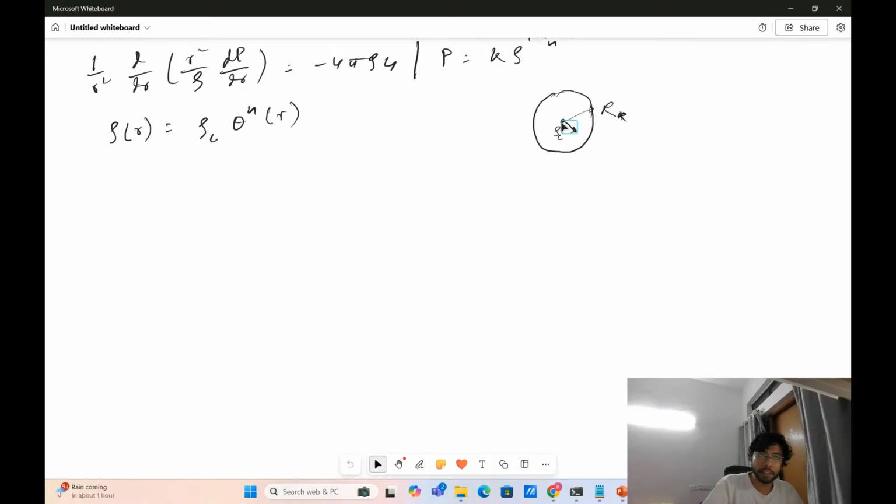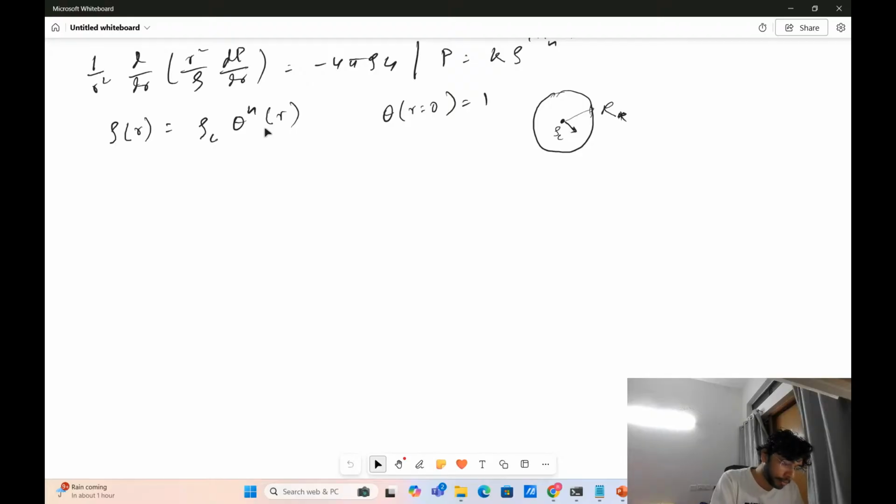For the density at the center to be equal to rho c, theta at r equals 0, since the center is at r equals 0, should be equal to 1. If this is 1, then rho at r equals 0 will be rho c, as you can see from here. That's how we define theta; we just introduce another variable.